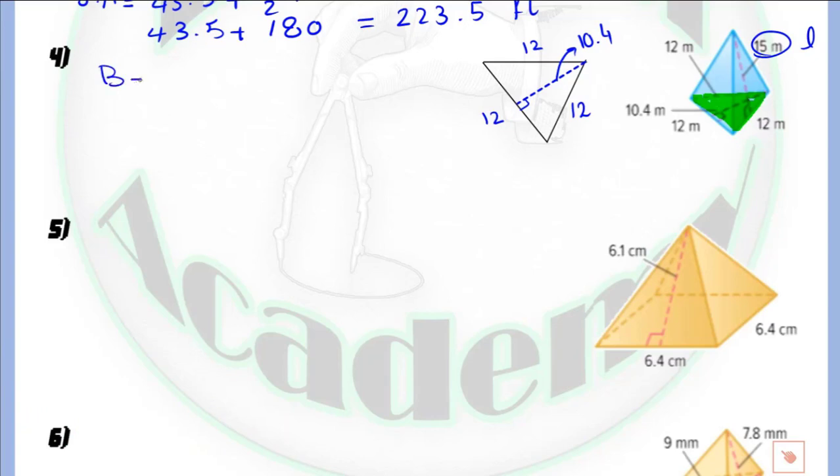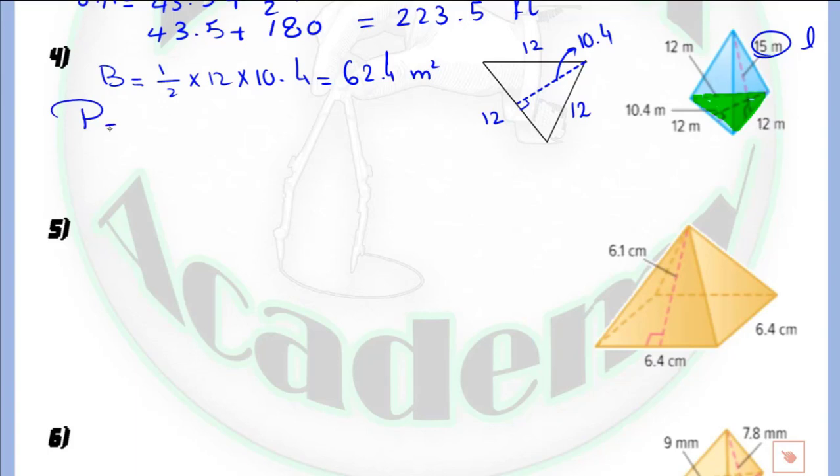Now we need to find the area of the triangle. The area of the triangle equals half multiplied by the length of the base, which is 12, multiplied by the height, which is 10.4. By multiplying, you will find that the answer will be equal to 62.4 square meters.